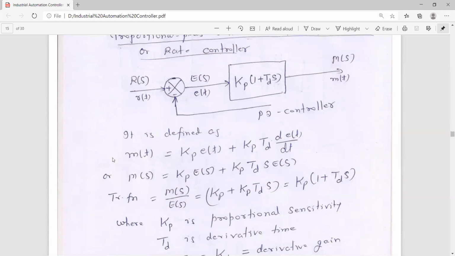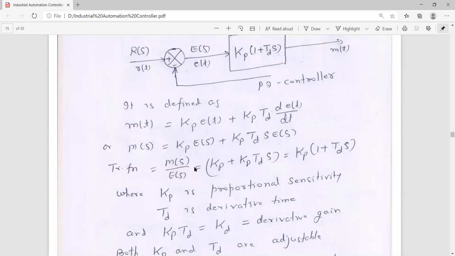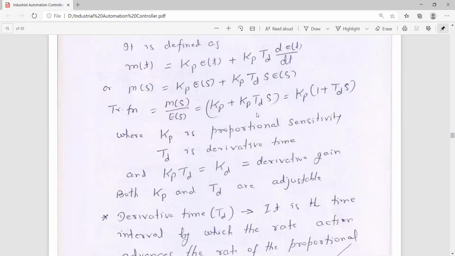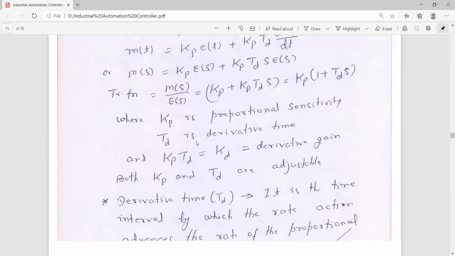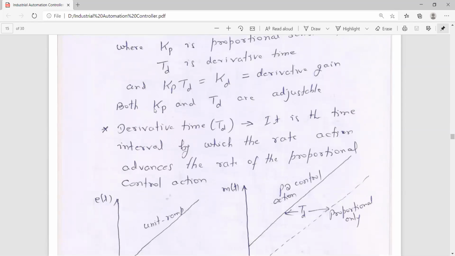In this case, the relationship is defined like m(t) = Kp e(t) + Kp Td de(t)/dt. If you take the Laplace transform, M(s) is equal to this much, and if you obtain the transfer function, it comes as Kp + Kp Td s, where Kp is the proportional sensitivity or proportional gain, Td is the derivative time, and the product of Kp and Td is known as Kd, the derivative gain. Both Kp and Td are adjustable, that means both Kp and Kd are variable.